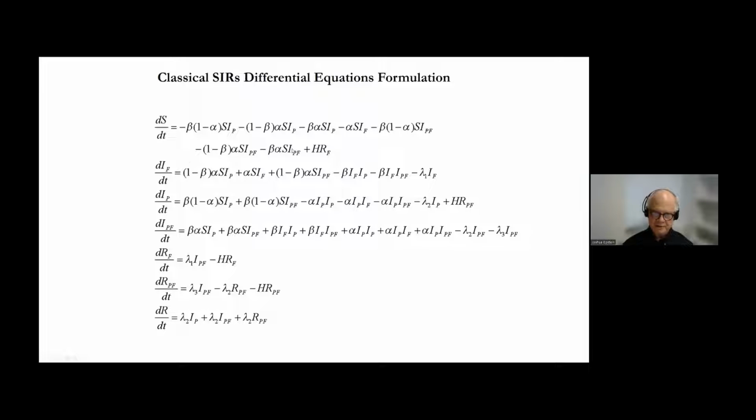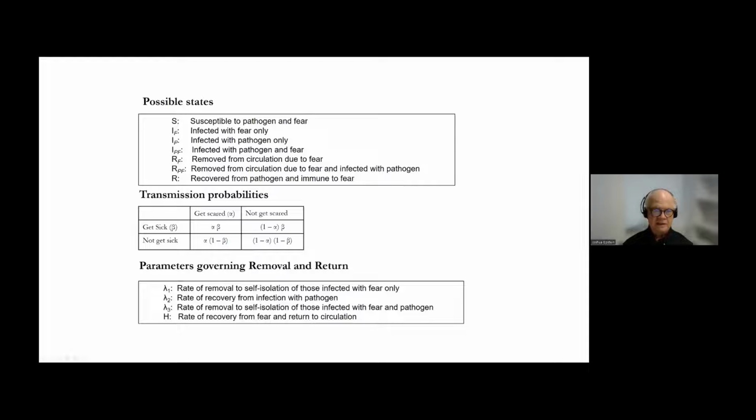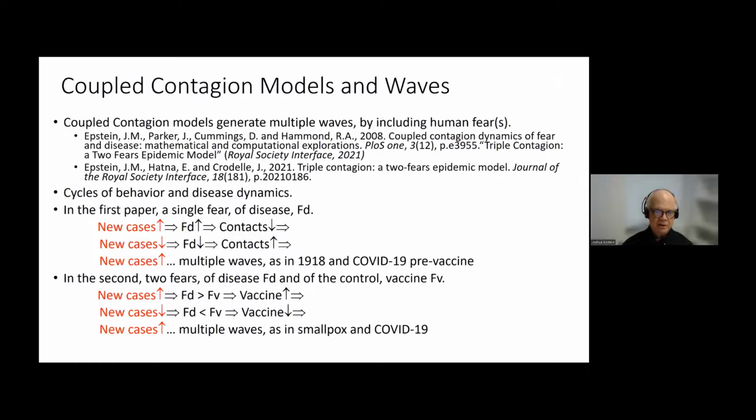Susceptible to everything. So they have IF, which is for the fear of the disease only. Now, here there's only the fear of the disease, not the fear of the vaccine. There's no vaccine in this first model. This is the pure one, where there's only fear of the disease, no fear of the vaccine.